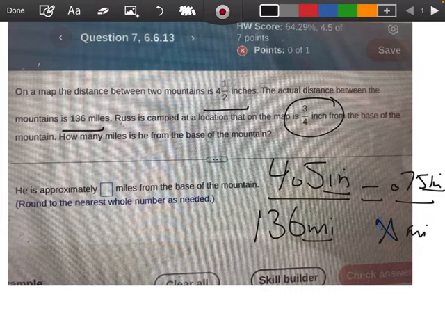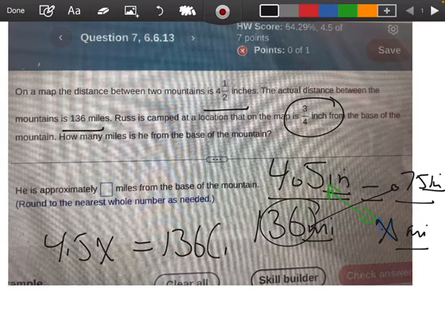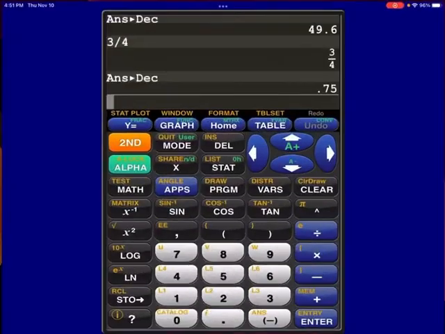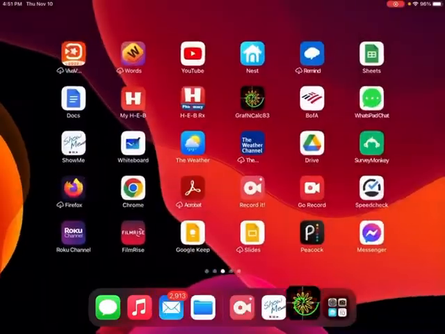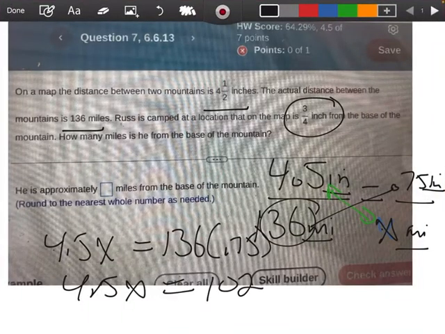Again, y'all, I'm going to cross multiply here. 4.5 times x is 4.5x, equals 136 times 0.75. Okay, we'll figure out what that is in a second. 136 times 0.75 is 102. And then we'll divide everything by 4.5. So x equals 102 over 4.5.